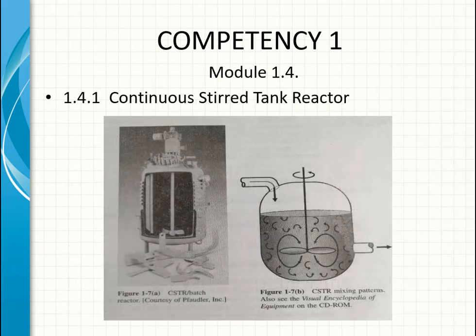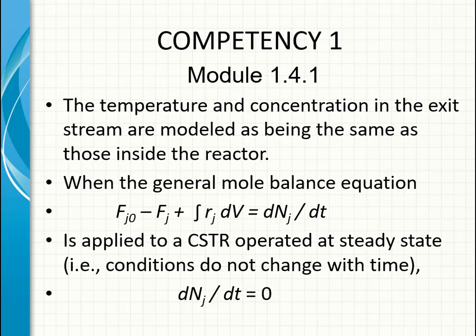So, here we have a continuous stirred tank reactor. At the top left, we will have the entrance of the reactants, and at the bottom right of the reactor, we have the exit of the product. Inside the reactor, we have a system to mix the reactants. The temperature and concentration in the exit stream are modeled as the same as those inside the reactor.